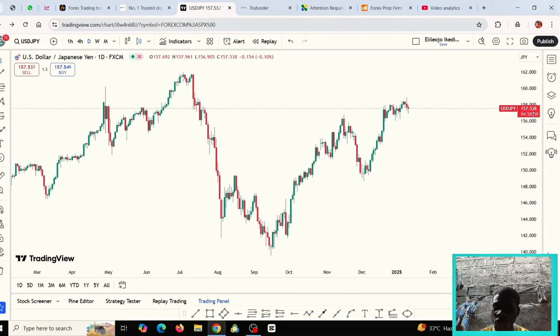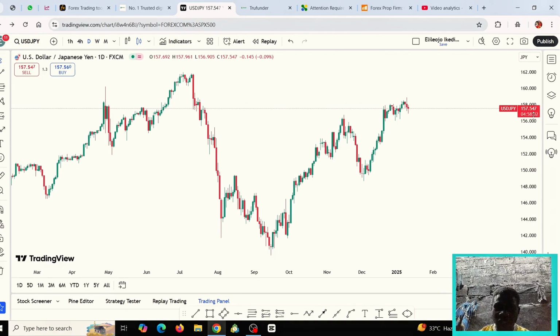The higher time frames always win. Always start from the higher time frames. Identify the outermost points and connect them. Draw the trend lines on the weeks.